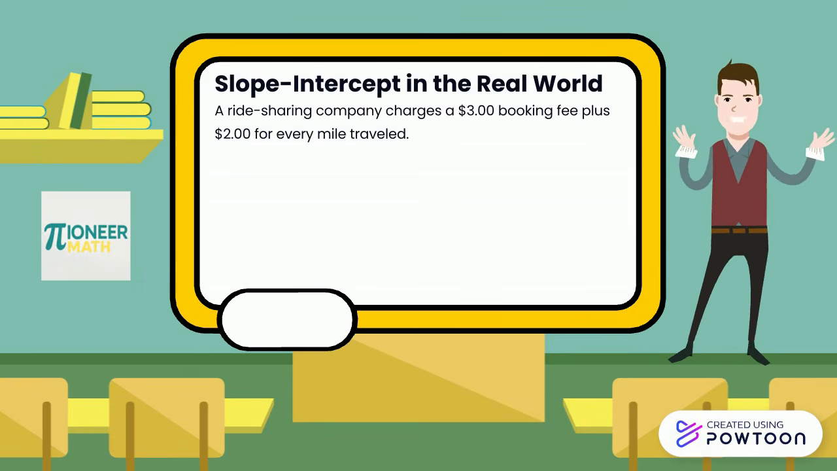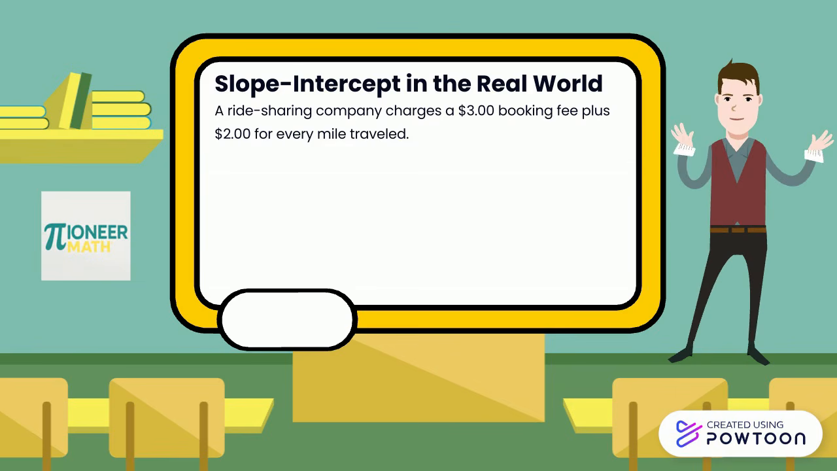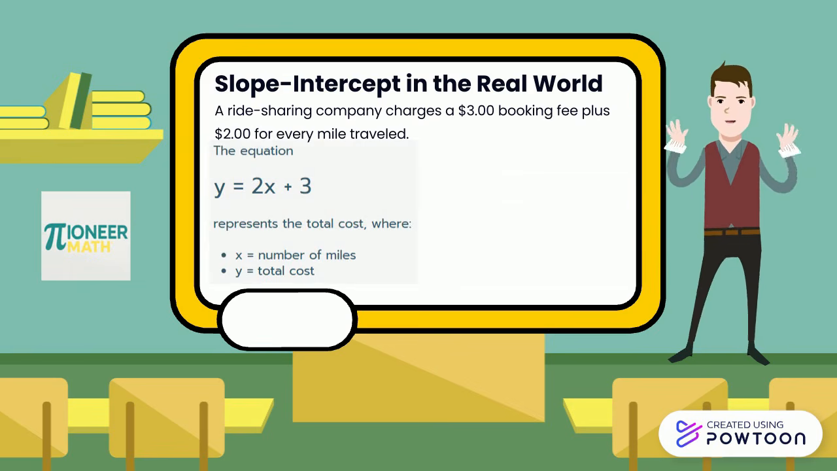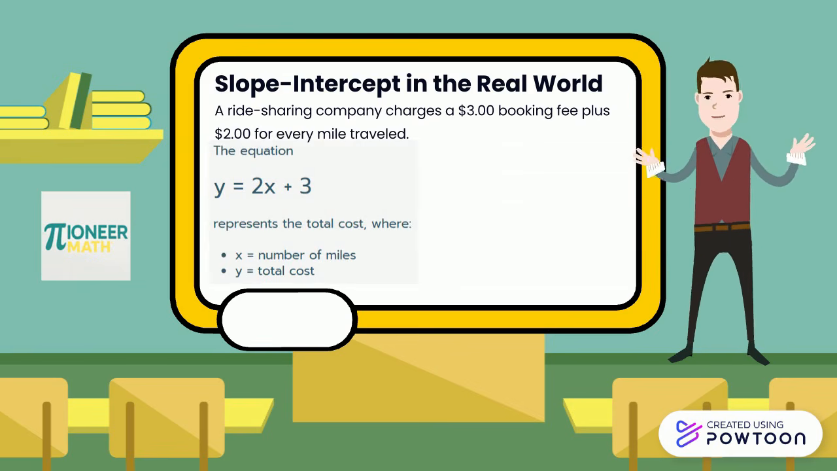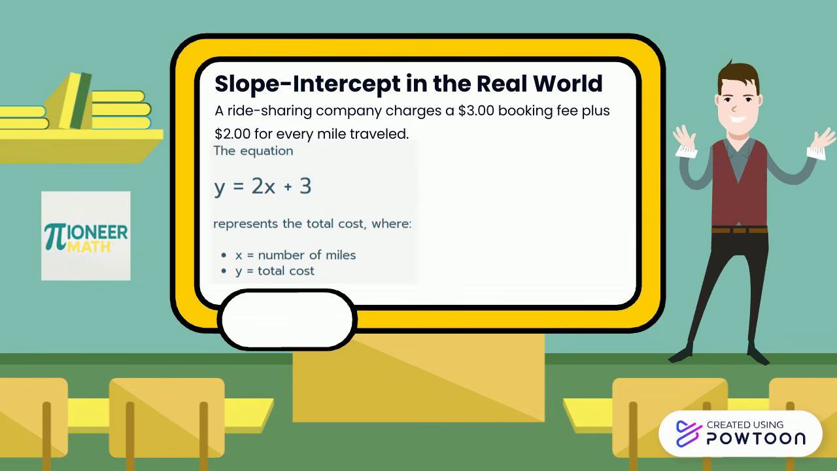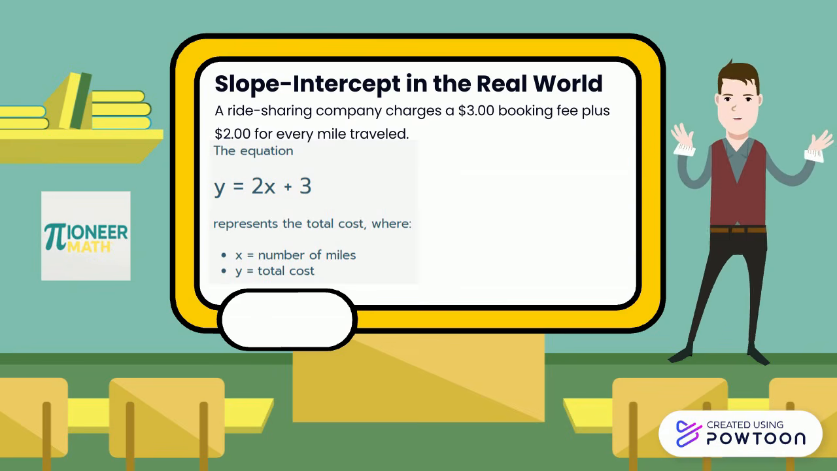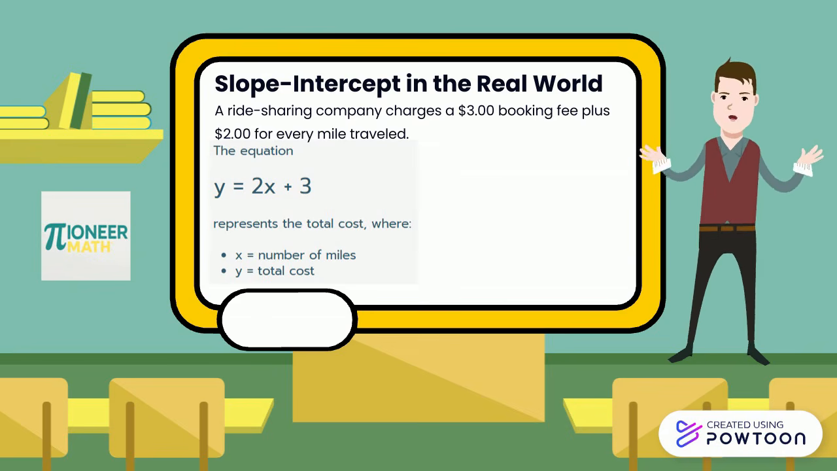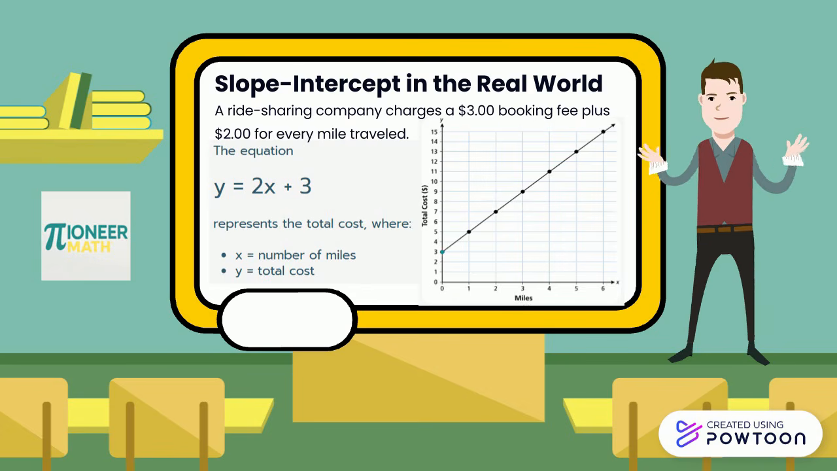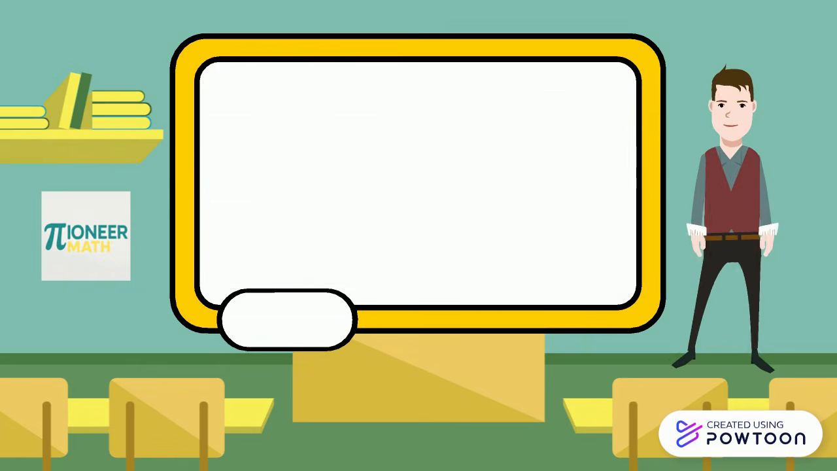Imagine a ride-sharing service like Lyft or Uber that charges a $3 booking fee plus $2 for every mile traveled. The $3 booking fee is the initial value because it represents the amount you pay before traveling any distance. $2 per mile is the rate of change, otherwise known as the slope, because it tells us how the total cost increases with each additional mile. Recognizing the initial value and the rate of change helps us write, graph, and interpret linear equations in real-world situations.